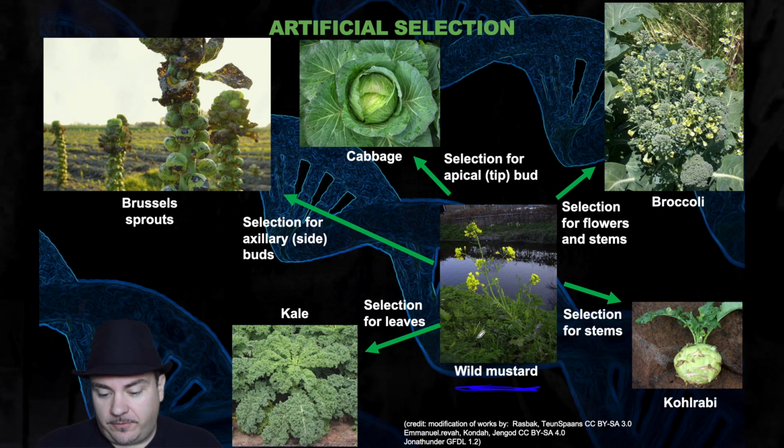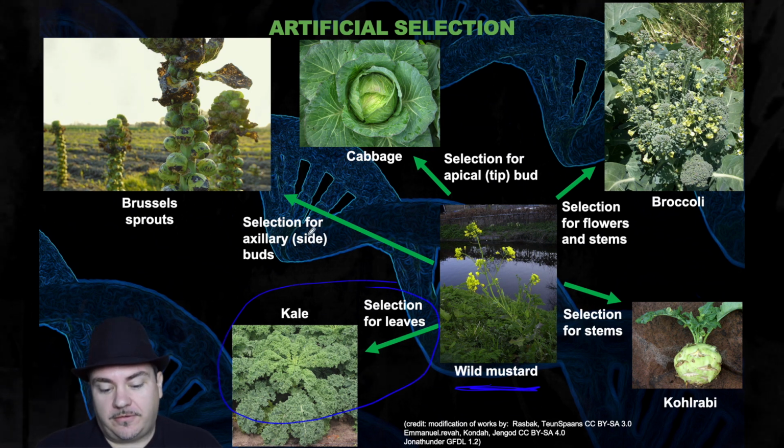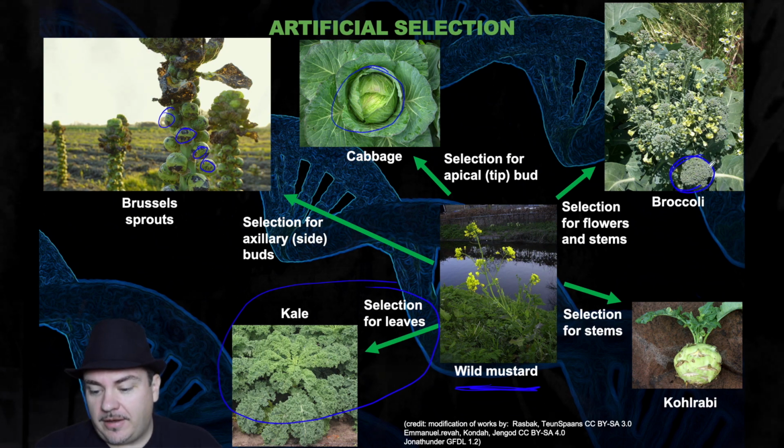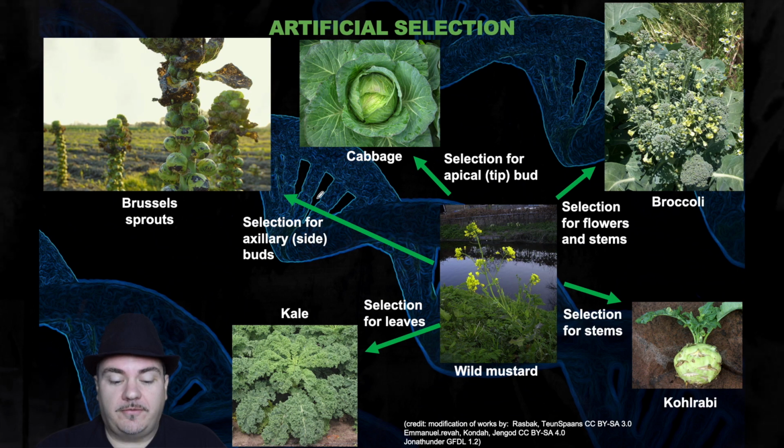For example, if we selected for large leaves, that's where kale came from. If we selected for side buds, that's where we get Brussels sprouts from. If we select for the tip buds, that's where cabbage came from. If we select for flowers and stems, that's where we got broccoli. And if we select just for stems, that's where we get, I don't know how to pronounce this food plant here. The point is, these different plants you might think of as being very different, they all came from the same plant. We as humans artificially selected it over time to get these different crops, be it cabbage or Brussels sprouts. That's artificial selection.